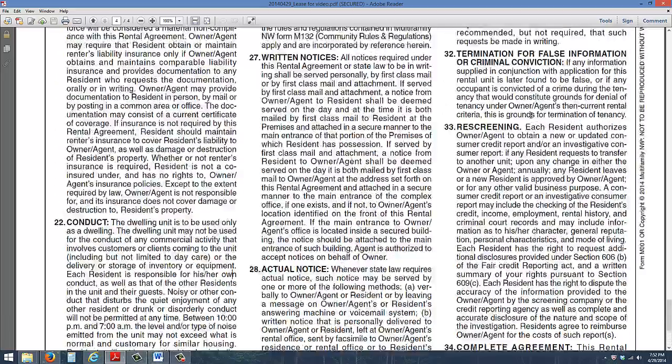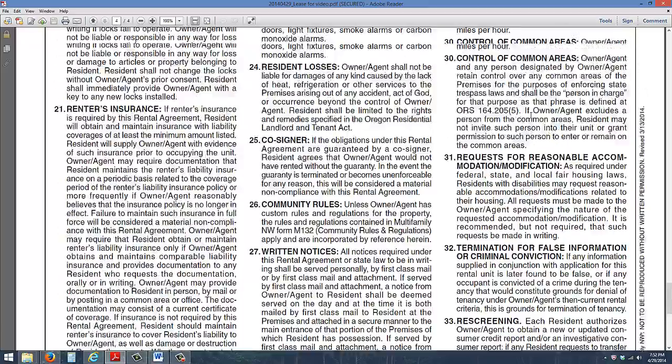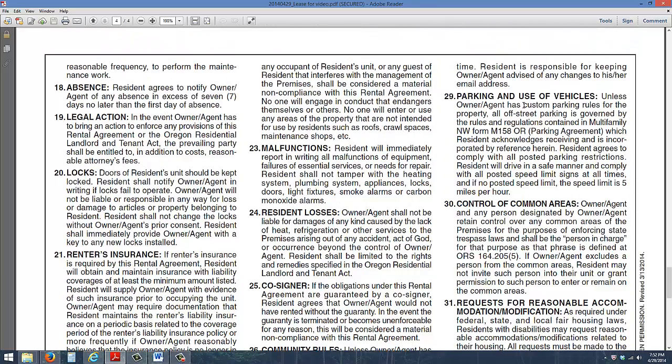So let's scroll up to Section 29. 29 has to do with parking and use of vehicles. Basically, you have to follow all parking rules and signage that are applicable to your property.